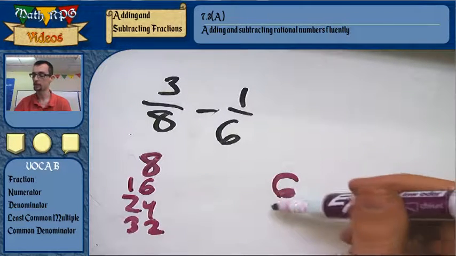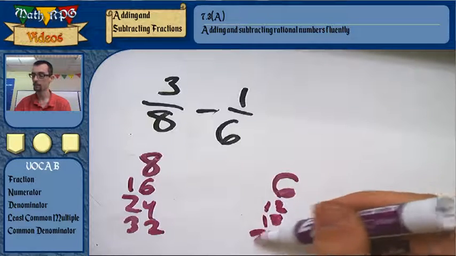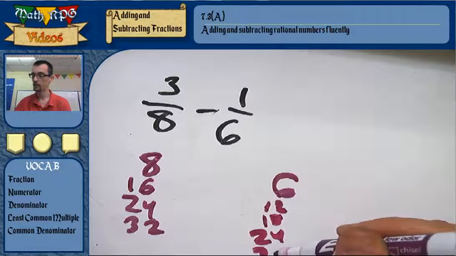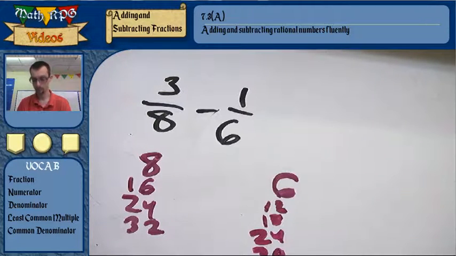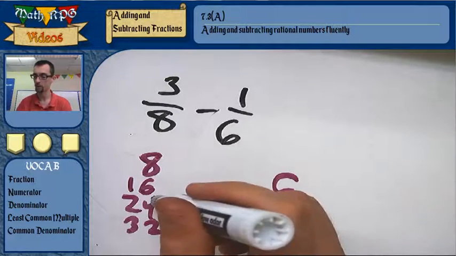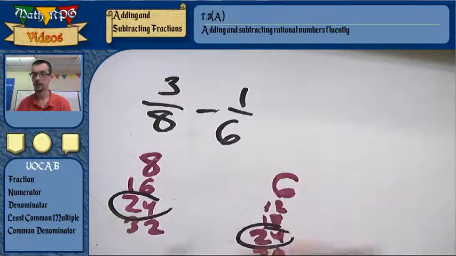For 6, I'm going to do the same thing over here. 6, 12, 18, 24, 30. And I'll look for ones that are similar. So the one that is shared, one that is common to both, is 24. And it is the least one common to both, so it's the least common multiple. That's one way of finding it.